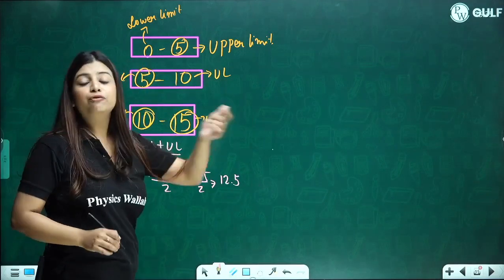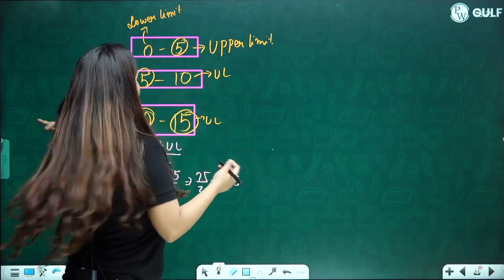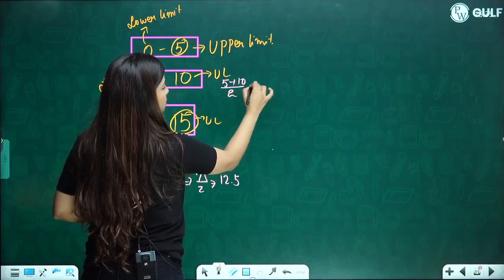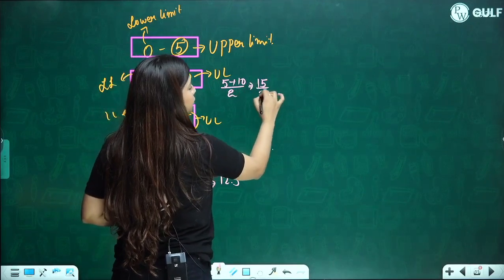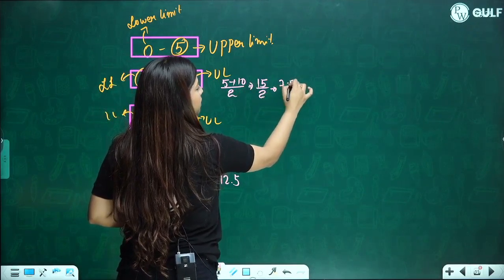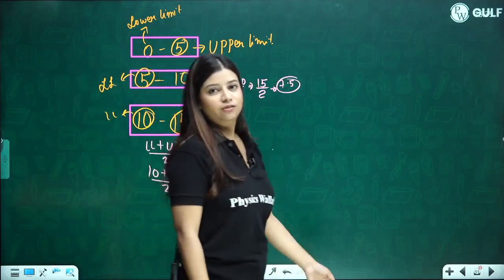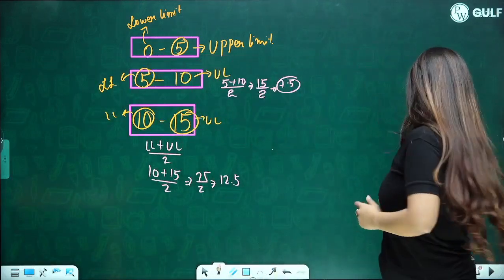Now from 5 to 10, what do we calculate, right? So this is 5 plus 10 divided by 2, which is equal to 15 by 2, which is equivalent to 7.5. Over here we will get 7.5. So this is how we calculate the class marks.